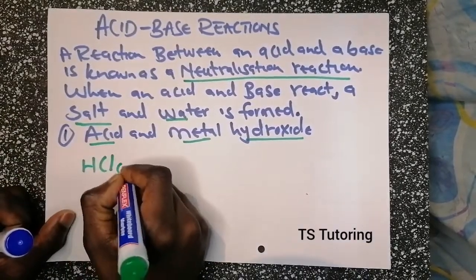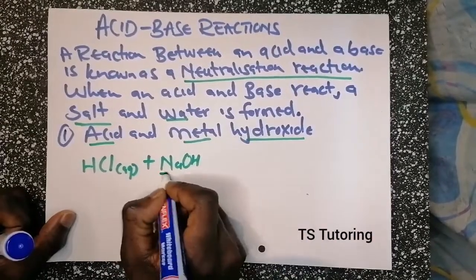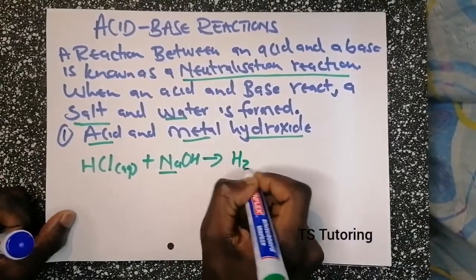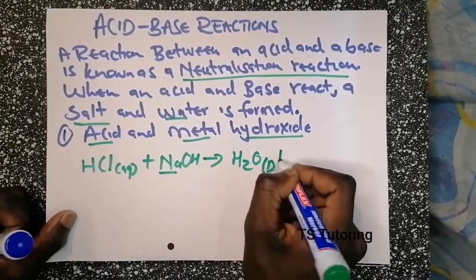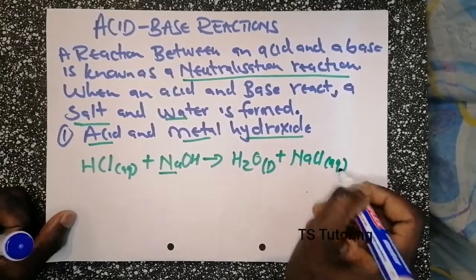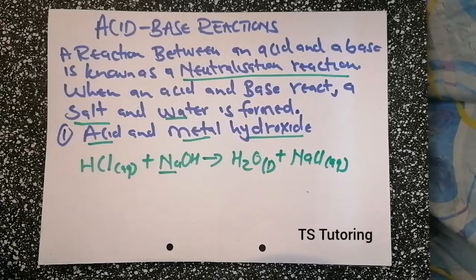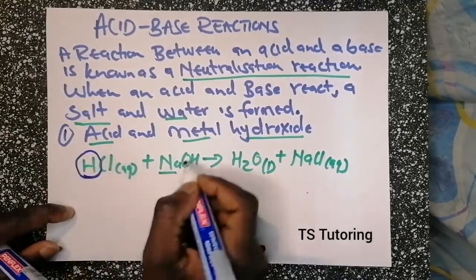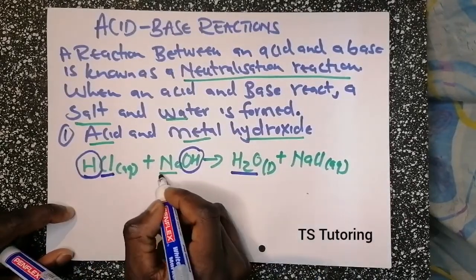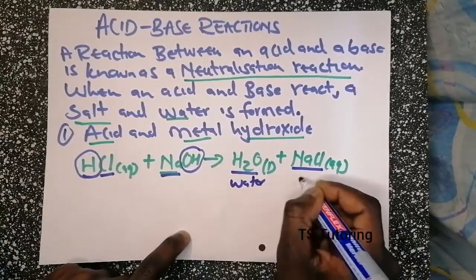HCl in aqueous reacts with sodium hydroxide, right? So a metal hydroxide, sodium is a metal, hydroxide is the OH. What we form is H2O, as the theory says, water, plus what? Plus a salt, sodium chloride, isn't it? In aqueous. That's what happened here. So what happened is that the H here joined with the OH to form water. The Cl joined with the Na to form sodium chloride. So this is our product, water and salt.